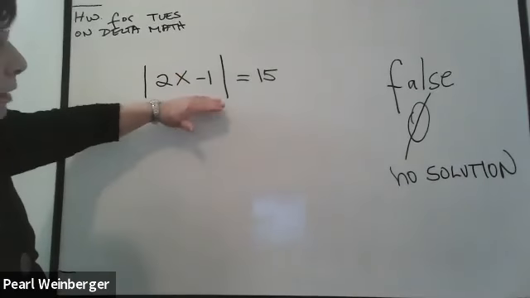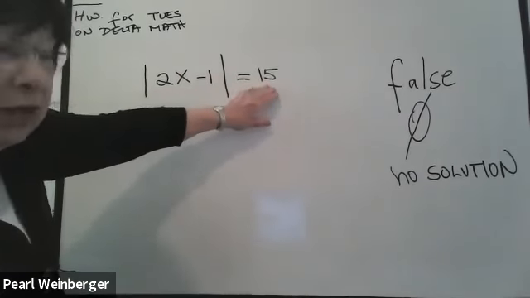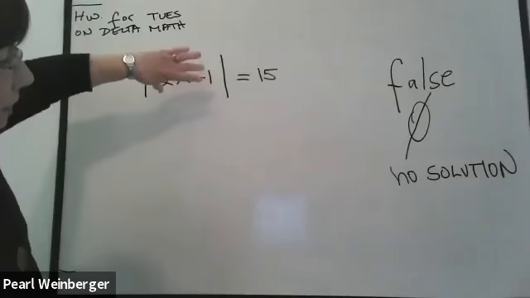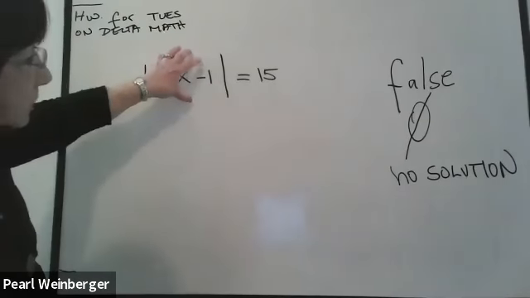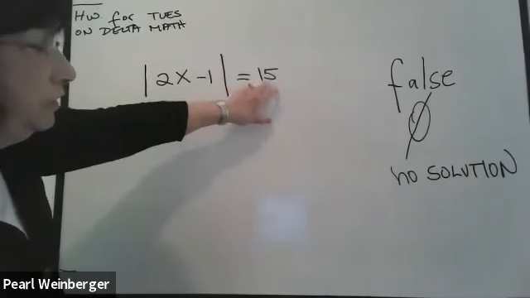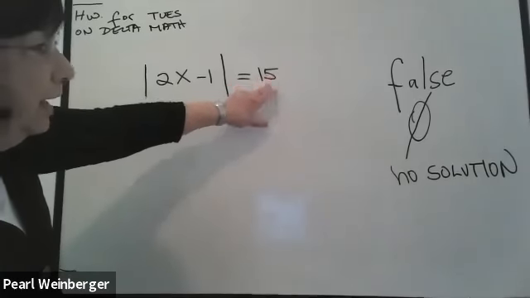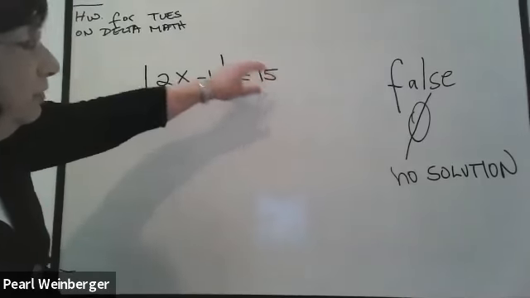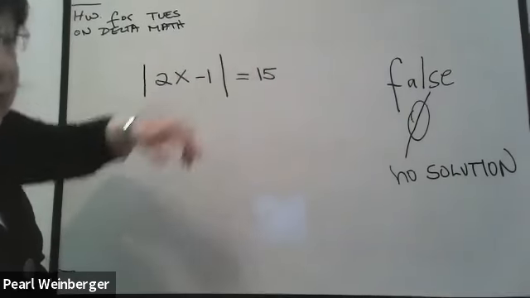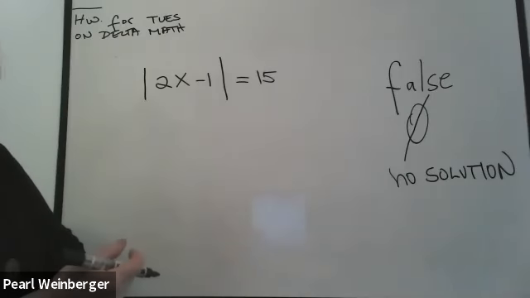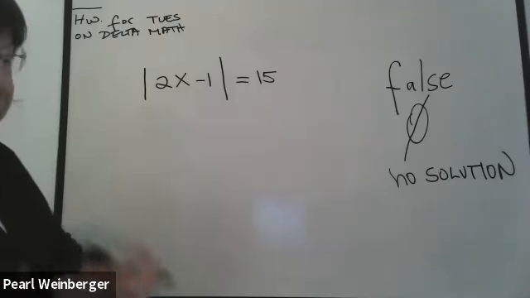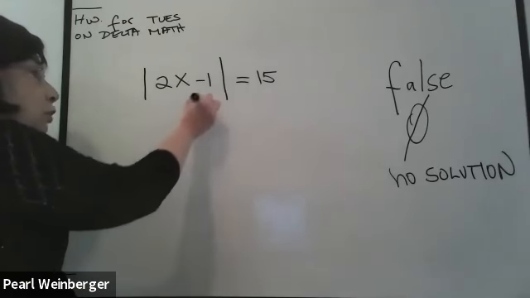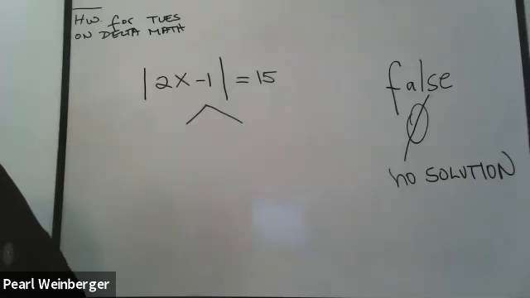Number one, I look at the number that's on the other side of the absolute value sign. I'm taking the absolute value of something and it's giving me 15. I look at this number. It has to be a positive number. If it's a negative number, if this would have been a negative 15, I would have stopped right there. No solution for negative numbers. But this is a positive number. So what do I do when it's a positive number? I write two separate equations.